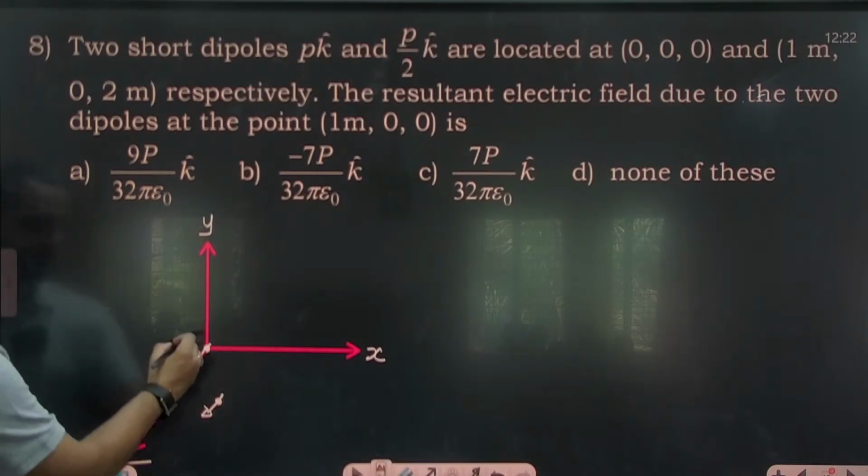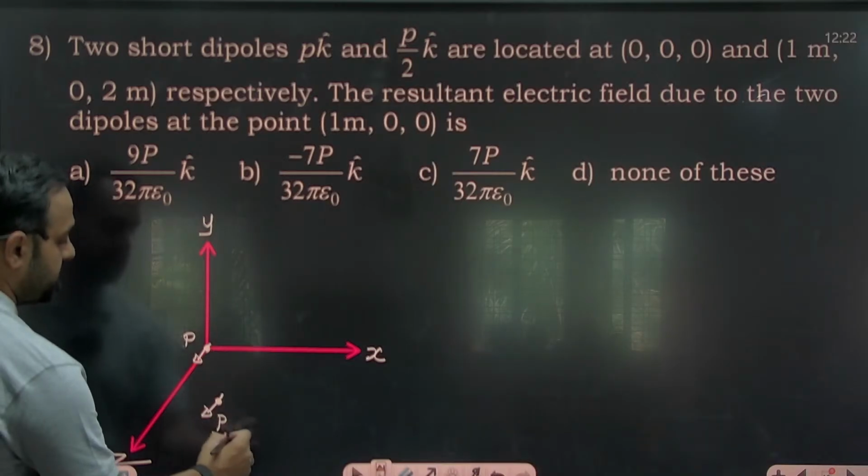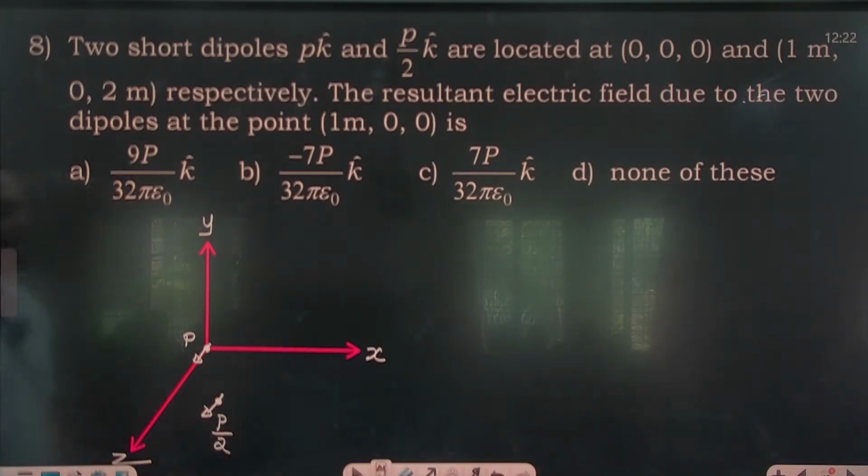So the dipole moment of this is what? P. What is the dipole moment for this? P by 2. So the dipole moment for this is P, and the dipole moment for this is P by 2. Okay. Then the resultant electric field due to the two dipoles at a point, where is it? 1, 0, 0.